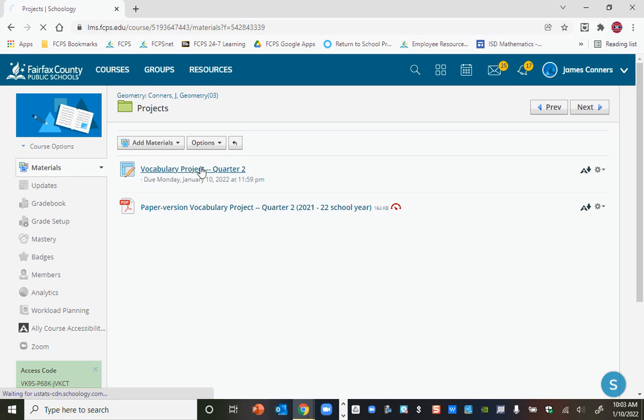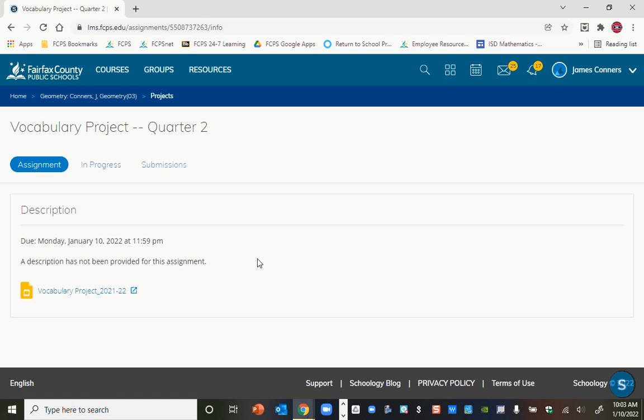Version 1. You click. You should have the Google Slide activity. You click on it. Okay. You have access to the paper copy, right? Okay, so you would still have to print that up, because I will take a hard copy as well. I'm okay with that.